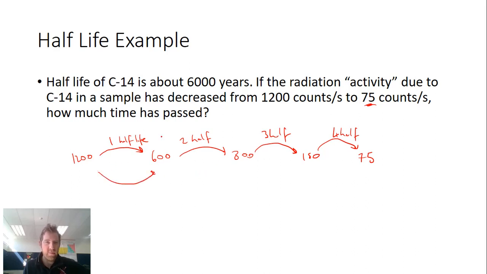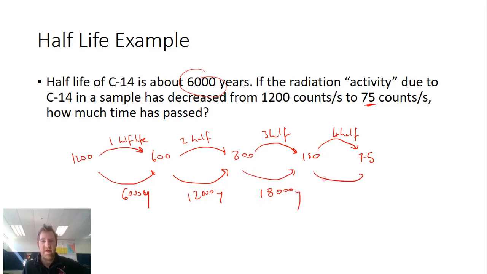One half-life we said was 6,000 years. 2 half-lives is therefore 12,000 years. 3 half-lives is therefore 18,000 years. And 4 half-lives is therefore 24,000 years. Setting it out like this is how I solve these problems.